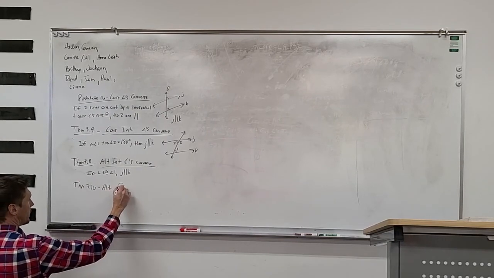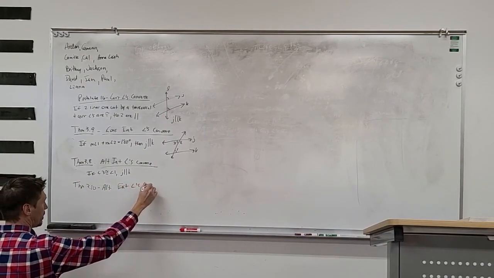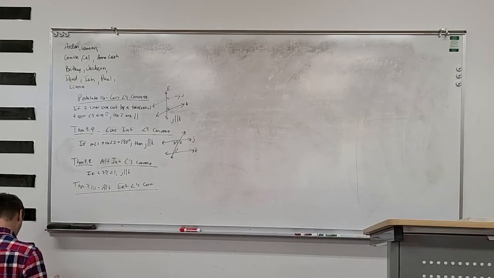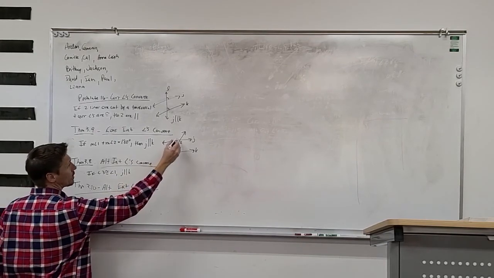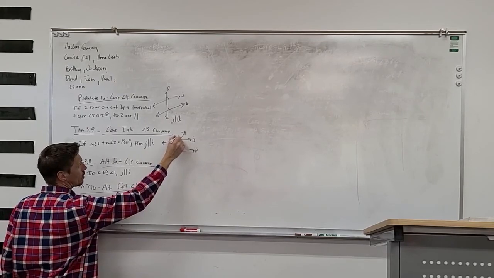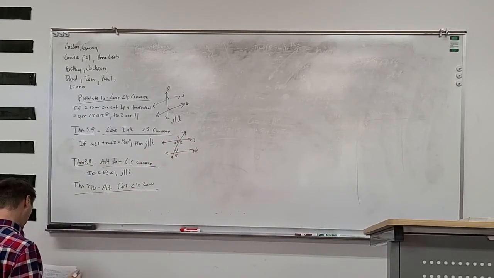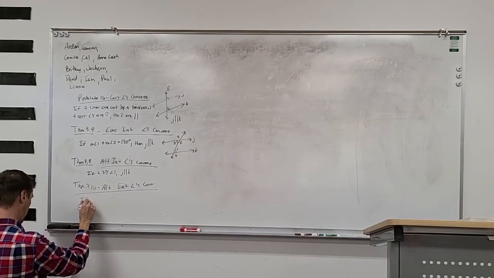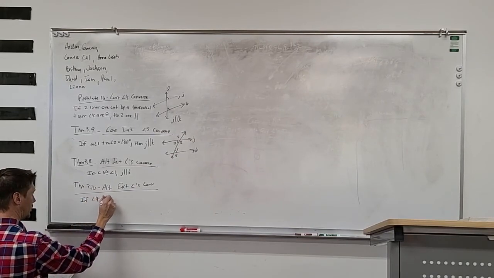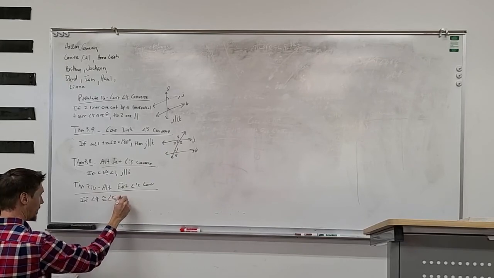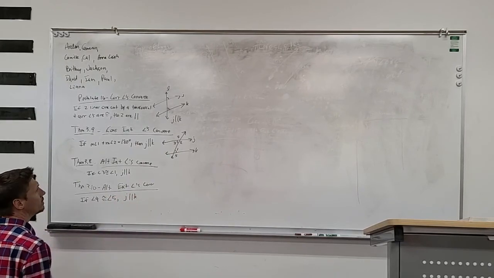I'm going to write the alternate exterior angles converse here, which says, so we're going to draw angle 4 out here and 5 out here. So we've got alternate exterior, and that says if angle 4 is congruent with angle 5, then J and K are parallel.